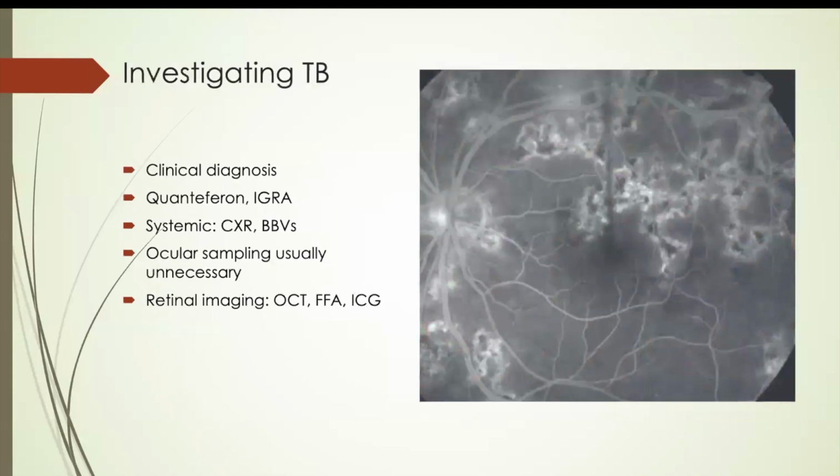When it comes to investigating it, it's usually a clinical diagnosis, but you may want to look for systemic TB, either with a QuantiFERON or an IGRA potentially. You're going to want to do a chest X-ray. You're going to want to look at any bloodborne viruses. Is the patient immunocompromised? Usually you don't have to sample the eye, so you don't really need to do a vitreous or aqueous sample. But an OCT is going to be helpful for assessing the macula, and also an FFA and an ICG if you're looking for any sort of chorioretinitis.